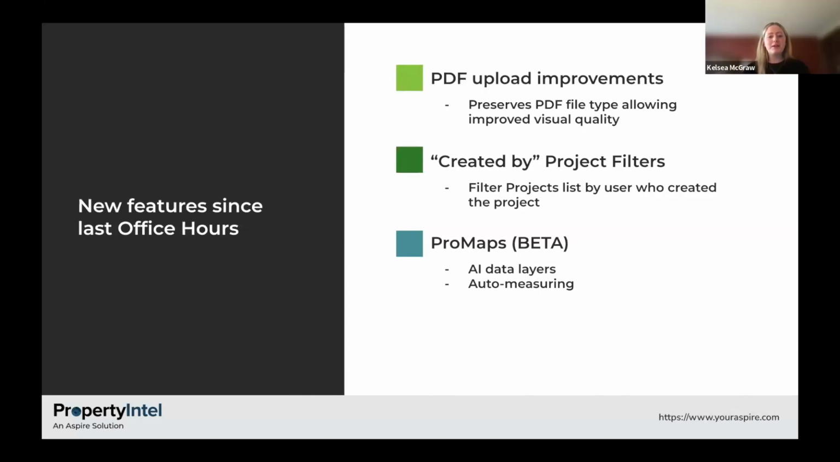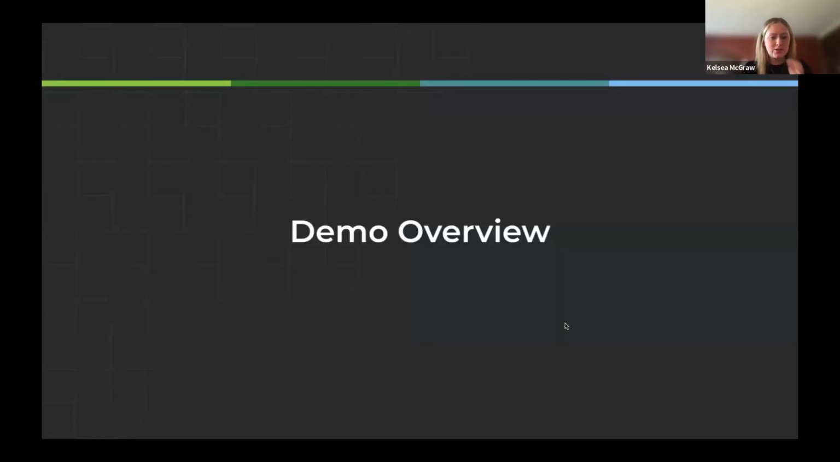Awesome. So we'll cover those two, and then we will also cover what I am most excited about today, which is our ProMaps feature that is currently in beta. So we're going to be bringing you some AI data layers, auto measuring, and there's a lot of exciting stuff available there in ProMaps. And I'll speak a little bit more to the beta period when we get to the end. But for now, I'm going to pass it over to Zach to give us a demo of those new features.